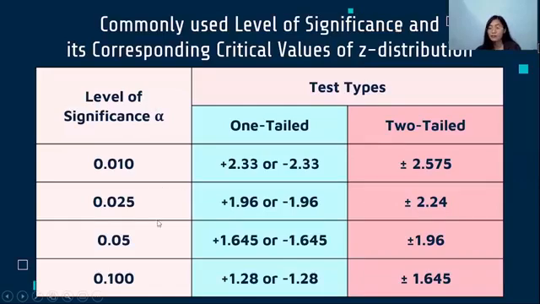For the level of significance equal to 0.05, with one tail, we have positive 1.645 or negative 1.645. And for the two-tailed, we have positive negative 1.96. And lastly, with an alpha equal to 0.10, we have a one-tailed value of positive 1.28 or negative 1.28. And for the two-tailed, we have positive negative 1.645. All right, so now let's have an example for you to better understand this.